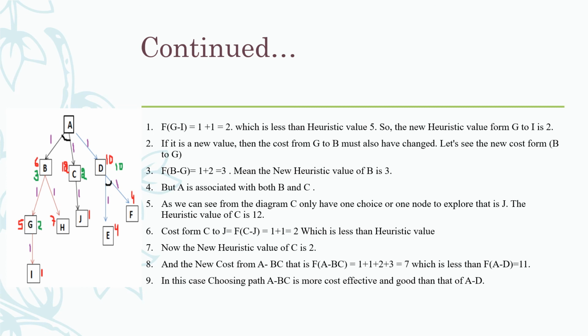So we can see from the diagram that for C we have only one choice, an OR node to explore, that is J. The heuristic value of C is 12. So the cost from C to J equal to 1 plus 1 equal to 2, which is less than the heuristic value. Now the heuristic value of C is 2, as I said, and the new cost from A to BC, that is ABC, equal to 7, which is less than the previous one, that is 11.